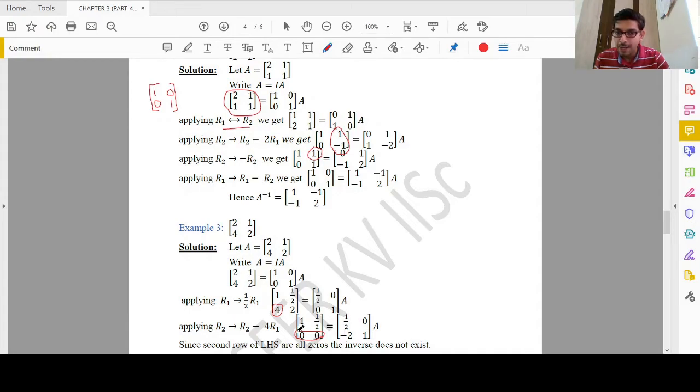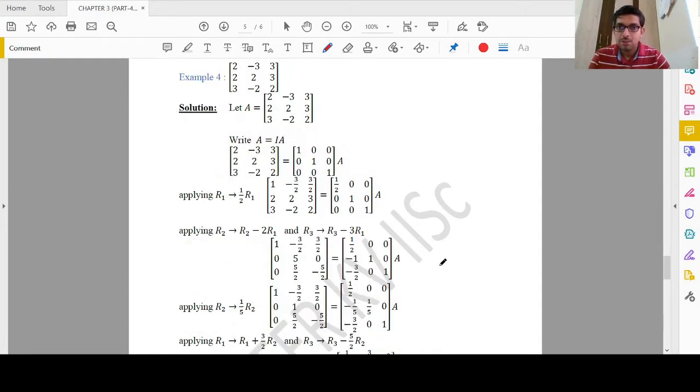Now if during the process of applying row transformation or column transformation, you get any row or column completely as 0, then the inverse does not exist. From this we will not get identity on the left hand side because 0 0 is there in one complete row. So since the second row of the left hand side is all zeros, the inverse does not exist. Once you get zeros in any row or column completely, you can stop there, and the inverse of such a matrix does not exist.